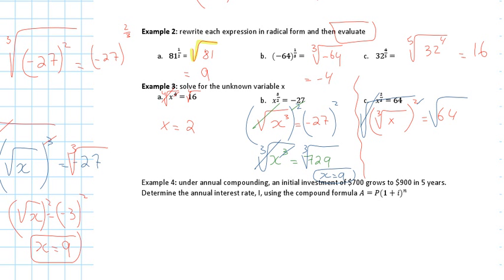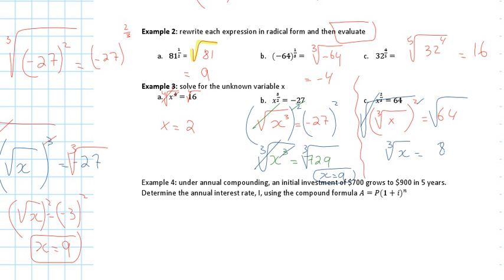I'll be left with cube root of x equal to, what's the square root of 64? No. What's the square root of 64? 8. Now you have cube root of x equals 8. So what's x equal to?